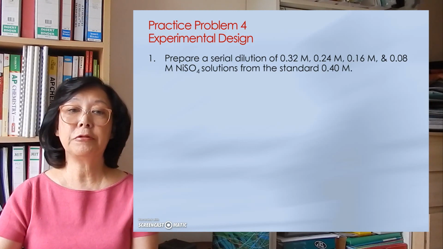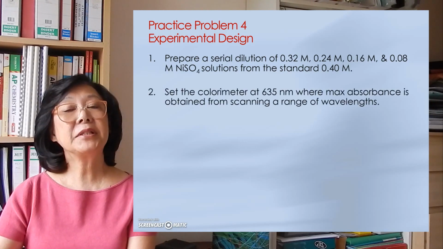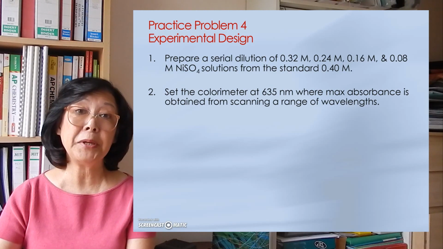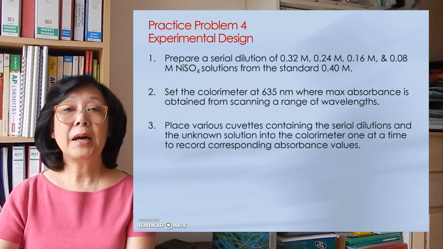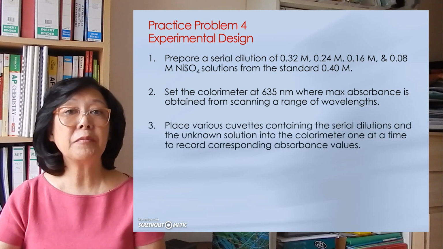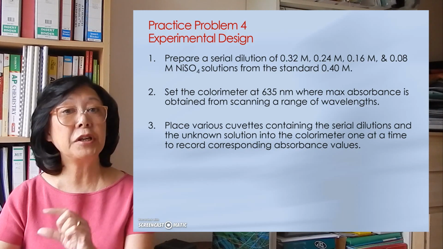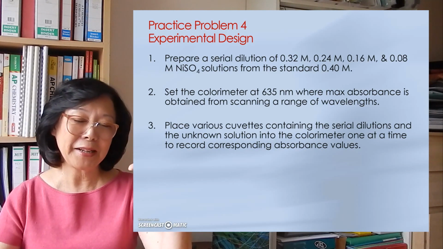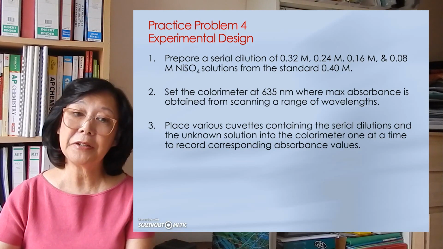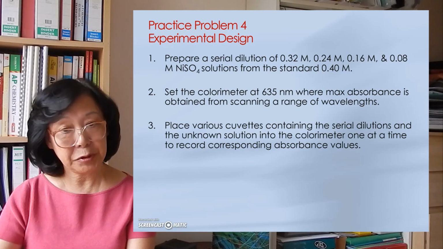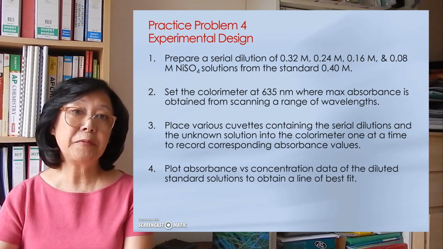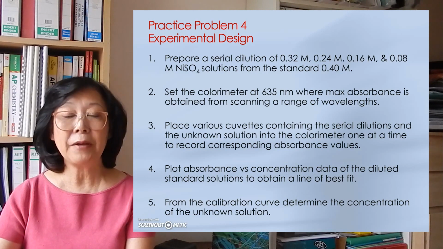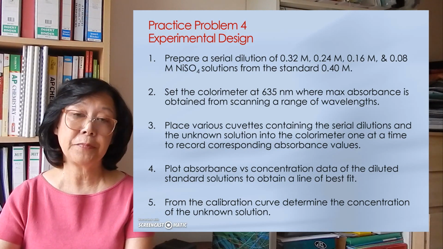Now here we're setting the colorimeter at 635 nanometer, where the maximum absorbance will be obtained. And after we prepare the serial dilution, then we will put one at a time into a cuvette, a small little plastic long thing like this. And then you put it into the colorimeter, and we can run it to record the absorbance. Then we plot the absorbance versus concentration, and then we run the absorbance of the unknown and fit it into the straight line of best fit.